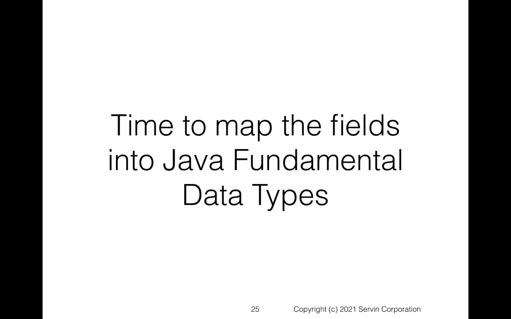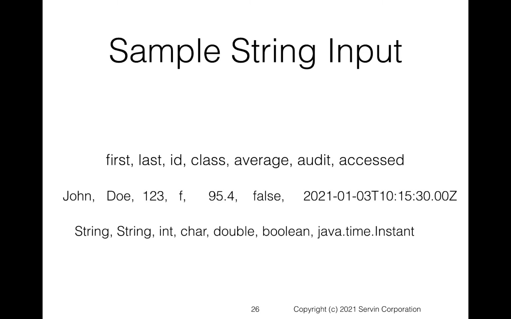So time to map these fields into the Java fundamental data types. Looking at the top line, which is the header, first, last, ID, and so forth, and then also using in the middle the example, John Doe, 1, 2, 3, and so forth, we see what we'll really be reading is a string and a string for the first and last, an int for the ID, a char for the class, whether you're a freshman or a sophomore. The double will be the grade average. The Boolean will be if you're auditing or not. And the java.time.Instant will tell the last time you accessed this information.